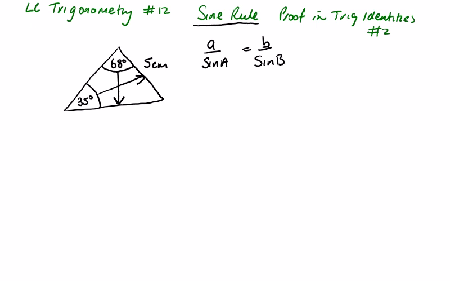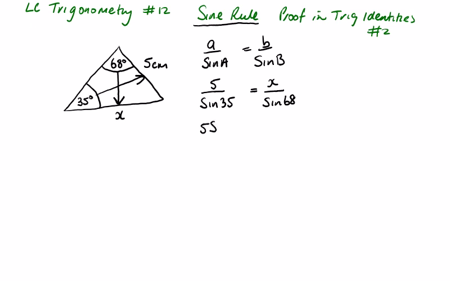So if we take A to be A, the top here is the side. So 5 over the sine of the angle opposite, sine 35, is equal to B, which we're going to call X, over the sine of 68. We just simplify this down to get X on its own.